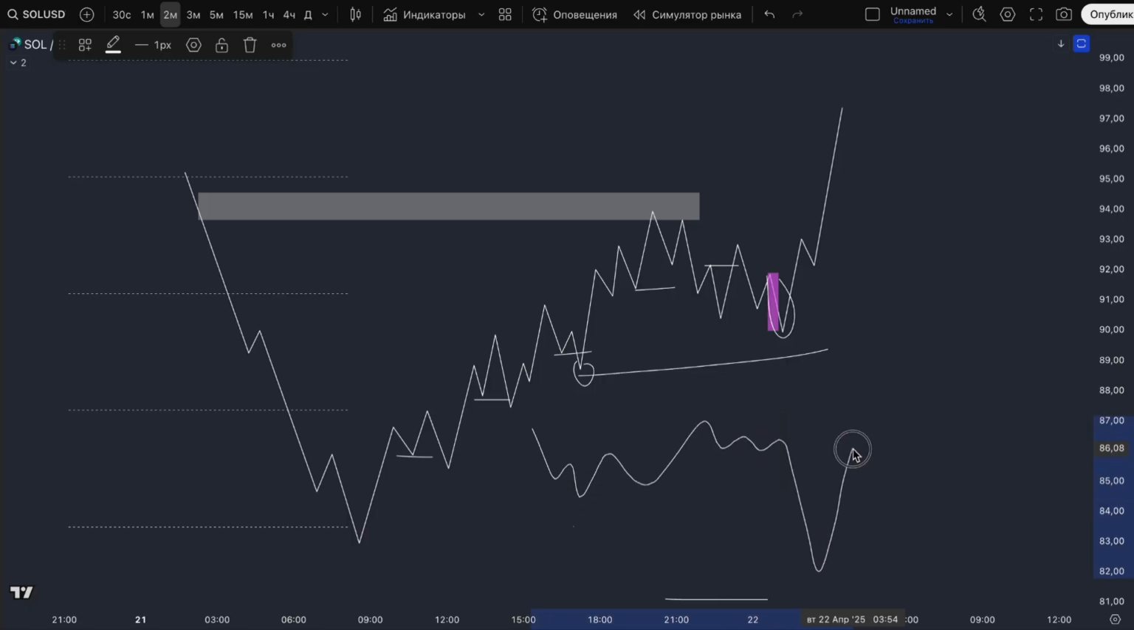Yes, this LOI corresponds to this, and this LOI corresponds to this, and here they are updated, here they are not updated. This is the price divergence. This is the most obvious sign that the price will turn around.